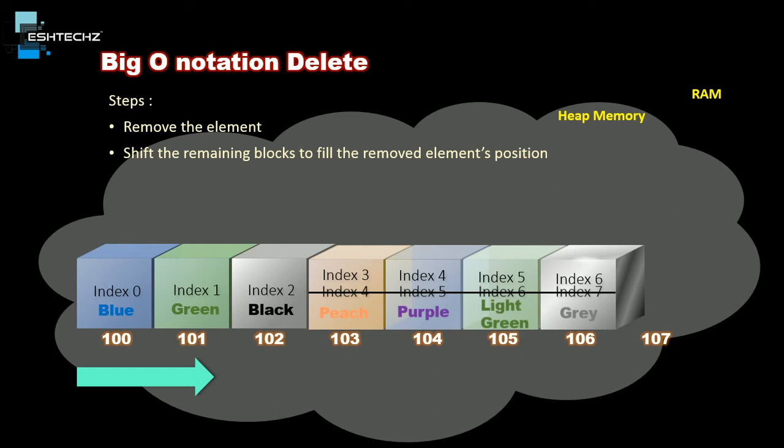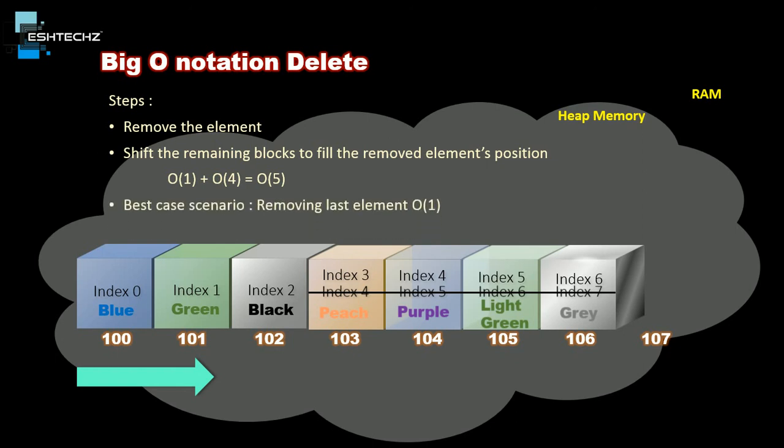So for removing the element, it took one operation, which means O of 1, and since we have removed the element at index 3, there were 4 blocks that JVM shifted to fill the gap. That's why it took 4 operations, and the big O notation for removing the element at position 3 is O of 5.